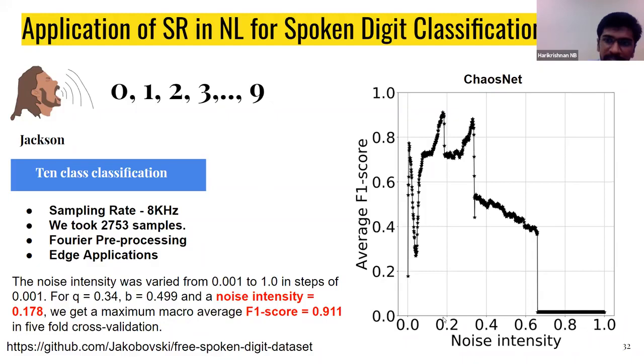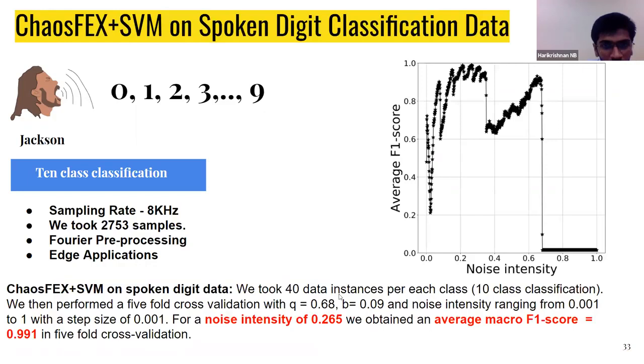So here, for noise intensity equal to 0.178, we get a global SR, and the reference score corresponding to it is 0.911. Then we took the ChaosFEX features and passed them to an SVM classifier with a linear kernel.